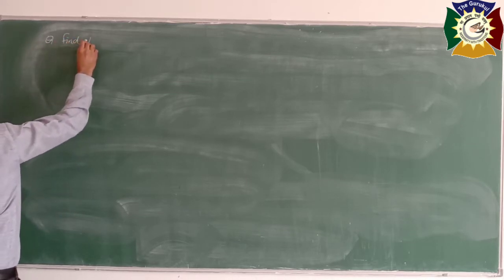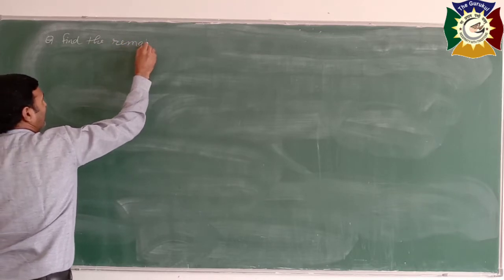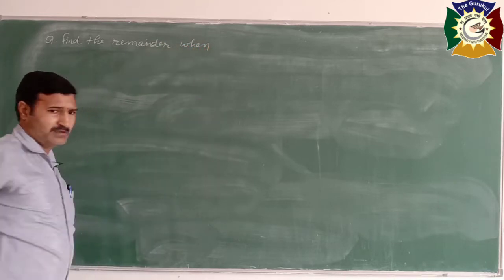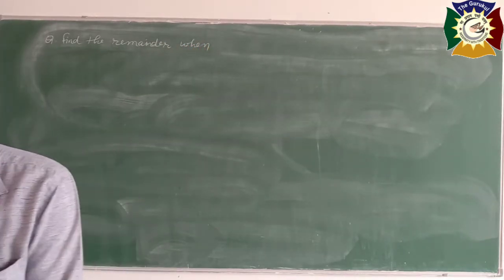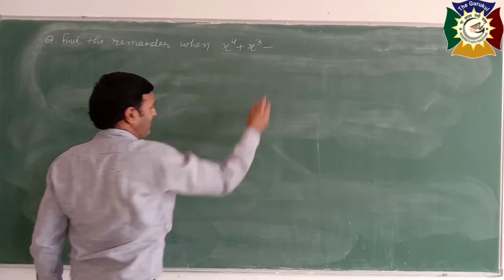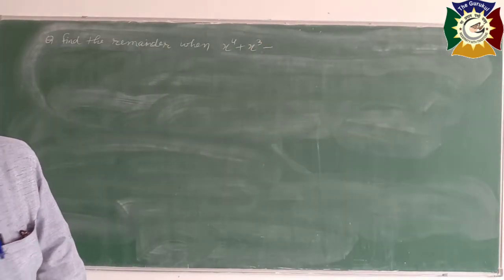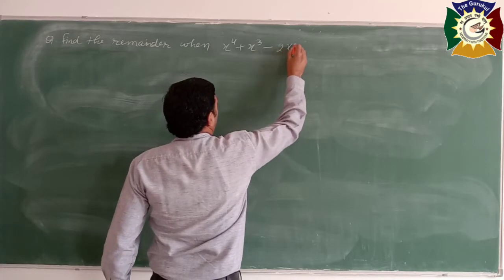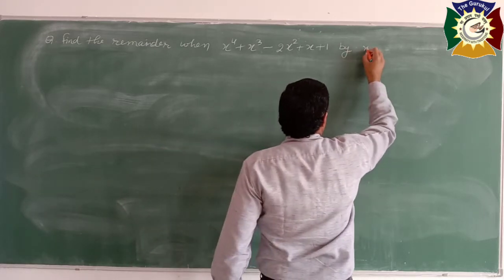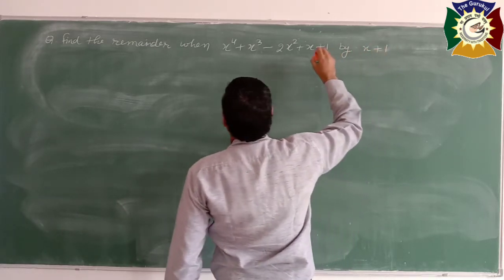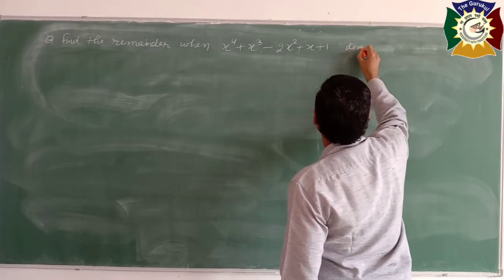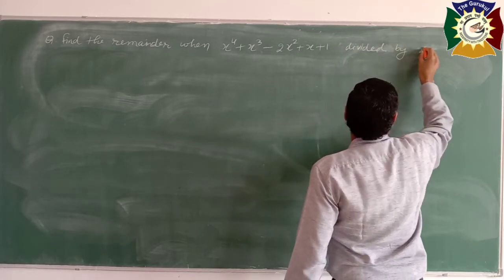Find the remainder when the polynomial x raised to power 4 plus x cube minus 2x square plus x plus 1 is divided by x plus 1.